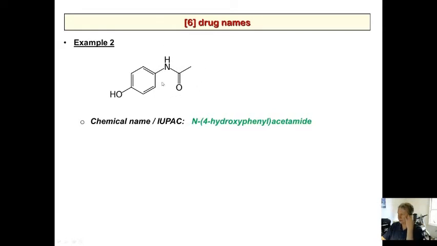And 4-hydroxyphenyl is this thing, and it's kind of like something that is on the nitrogen. So that's kind of how the IUPAC naming of this goes. And IUPAC is very formal and very rule-based, right? We don't use the common names in IUPAC.